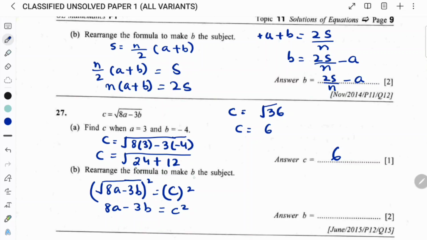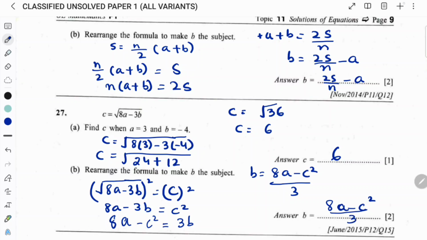Then remember, b is required and b is negative, so you can write down 8a minus c square is equals to 3b. We made b positive, so b will be equals to 8a minus c square over 3. They want the value for positive b, not the negative b. That's why we'll have to write like this: 8a minus c square upon 3.